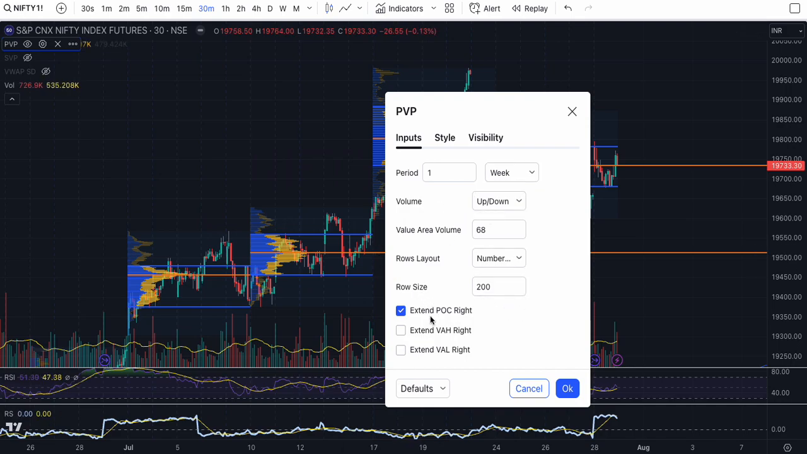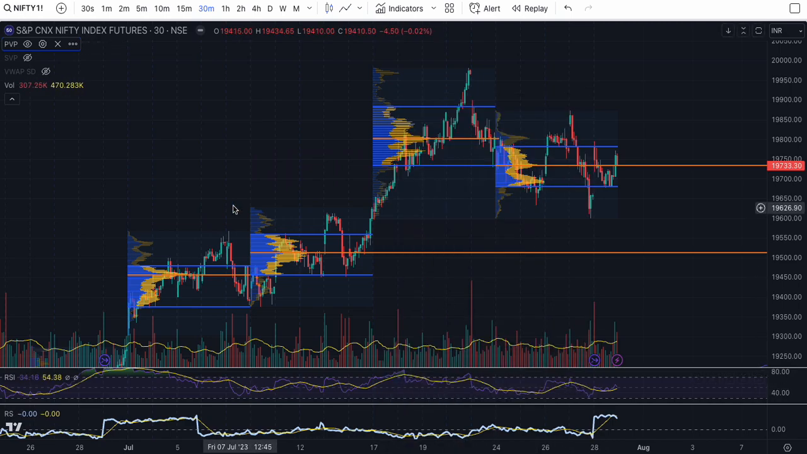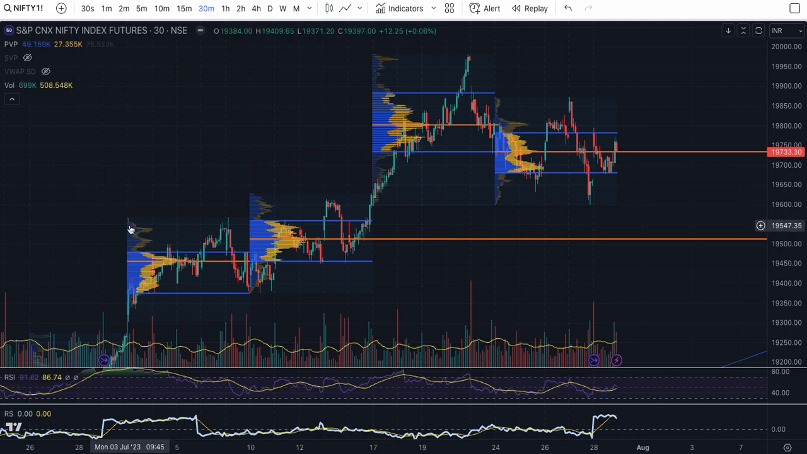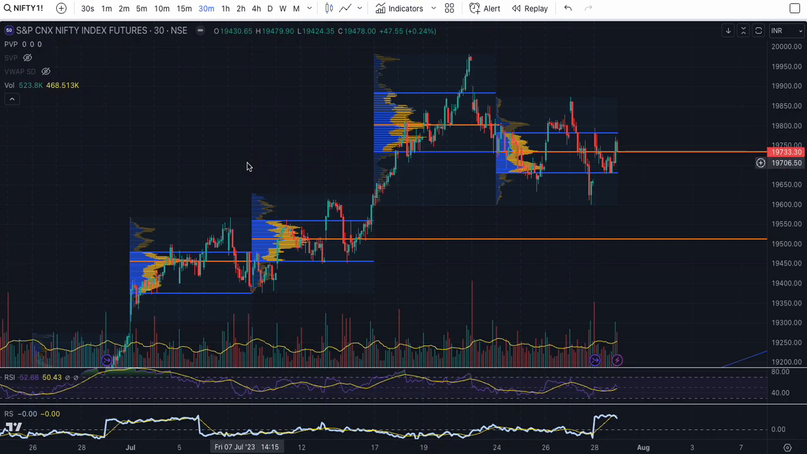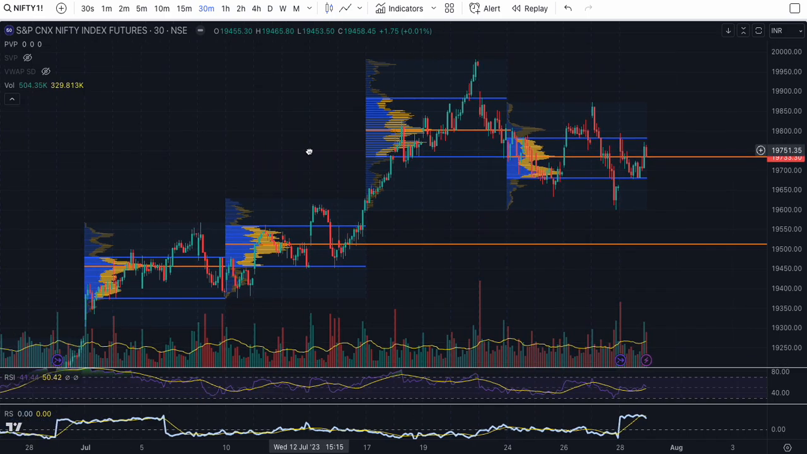The rest of the settings can remain the same. We can extend the POC to the right, and I think that's good enough. So what you see here is the first week of July, the second week, the third week, and the fourth week of July, illustrated using the volume profile and separated into periods of 5 trading days each. Now, this yellow line here is the point of control for that particular week. So this is week 1, this is week 2, this is week 3, and this is week 4.